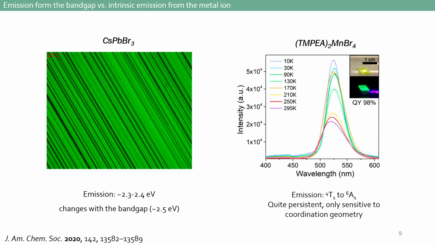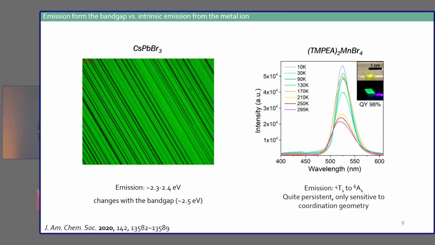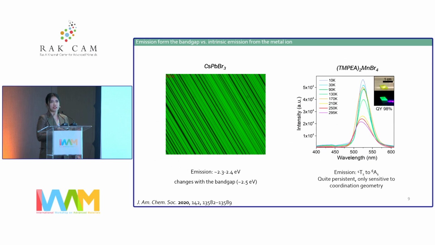So for the perovskite, the emission comes from the band edge. So you can see this color, and the emission energy is close to the band gap. But for, for instance, the manganese compound in low dimensionality, the emissions are more sensitive to its coordination environment, so this is not a semiconducting emission. It's coming from the metal itself.